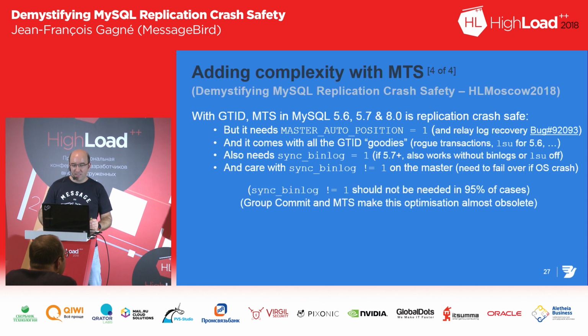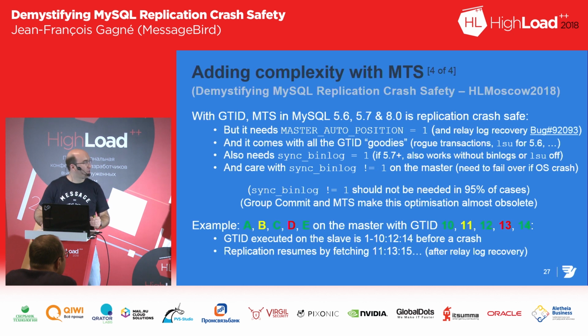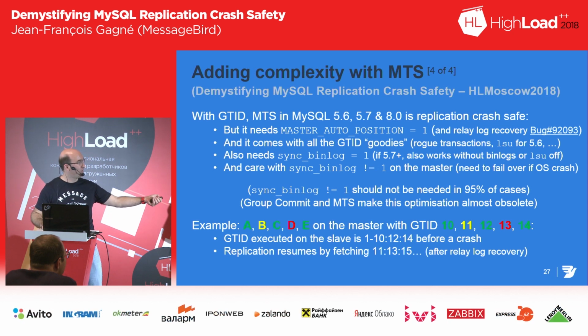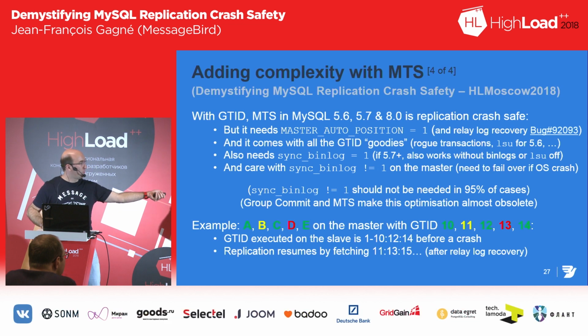With GTIDs, things are better. So we still have transactions A, B, C, D, E. Now they're numbered. On the slave, they're transactions 10, 11, 12, 13, and 14. If we crash at this point, the state of our slave is that 1 to 10 are executed, and 12 and 14 are executed. At this point, the slave should connect to the master and get 11, 13, 15, and so on.